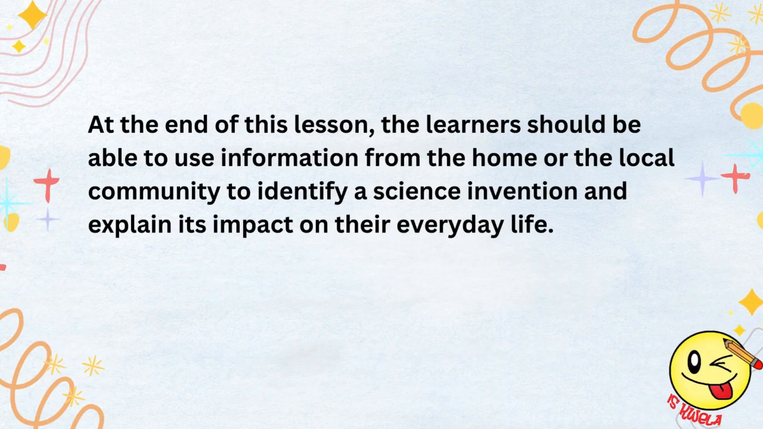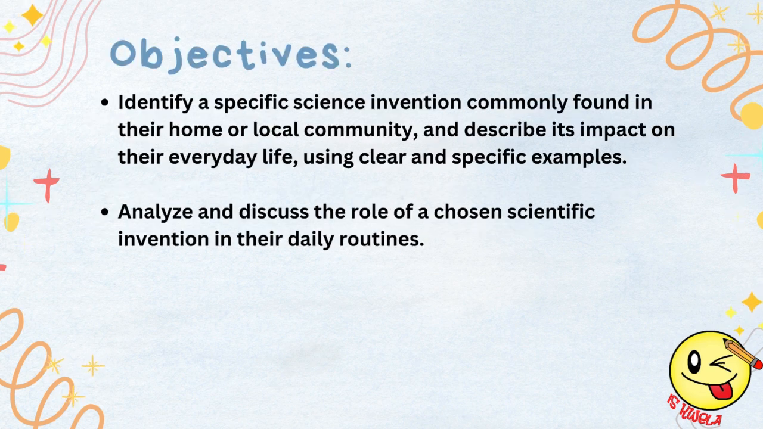At the end of this lesson, the learners should be able to use information from the home or the local community to identify a science invention and explain its impact on their everyday life. Objectives: identify a specific science invention commonly found in their home or local community and describe its impact on their everyday life using clear and specific examples. Analyze and discuss the role of a chosen scientific invention in their daily routines.